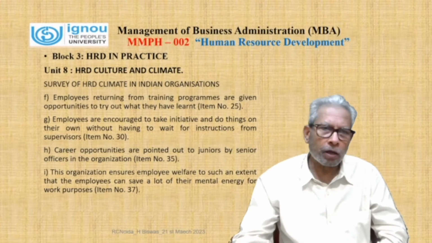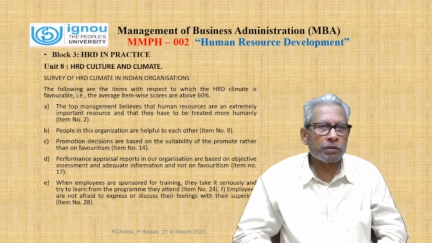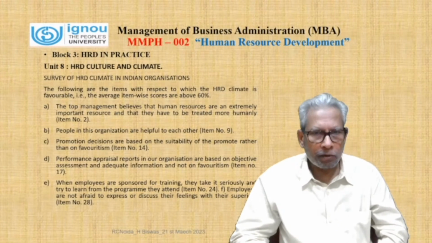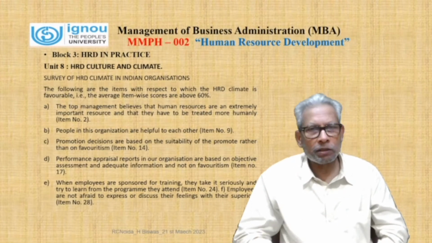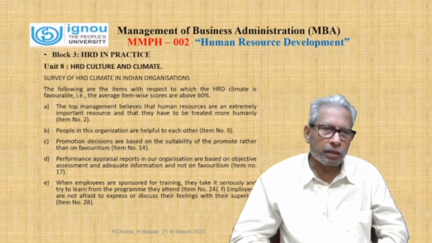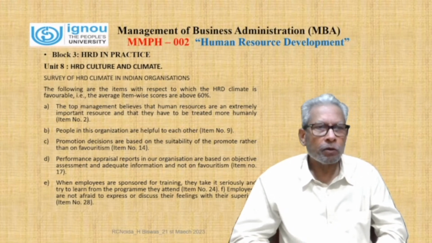So now I have to show that some of the points are favorable. Now we have to see the following other aspects which are above 60%. Earlier it was less than 60%, less than 50%. Now here I see it above 60%. That is, our HRD climate is favorable. What are the things?